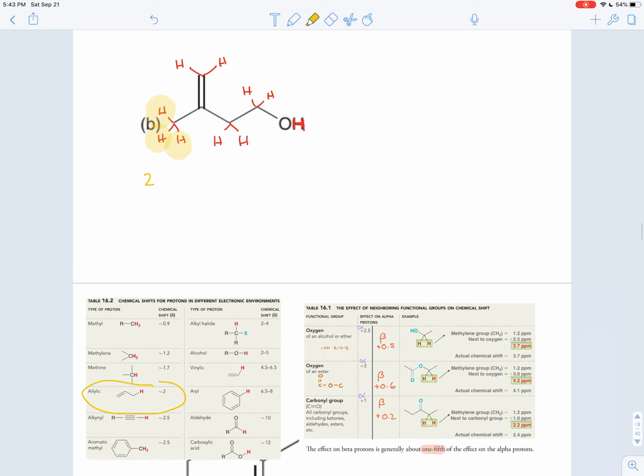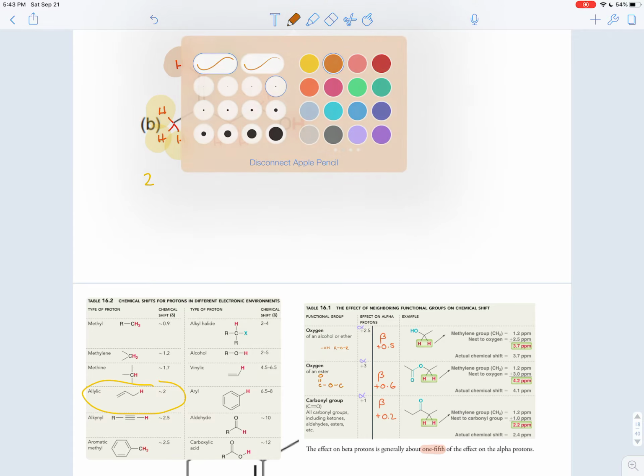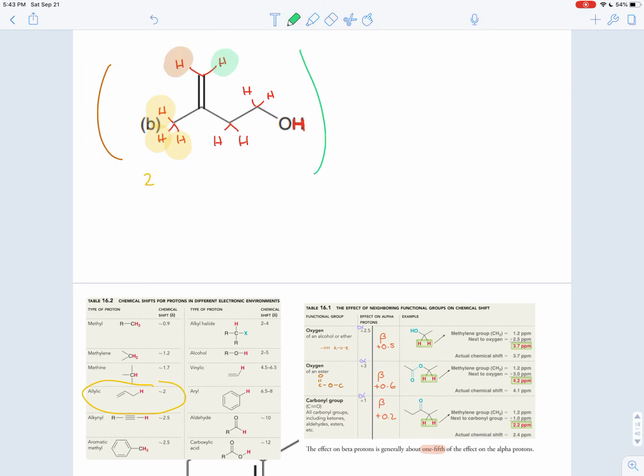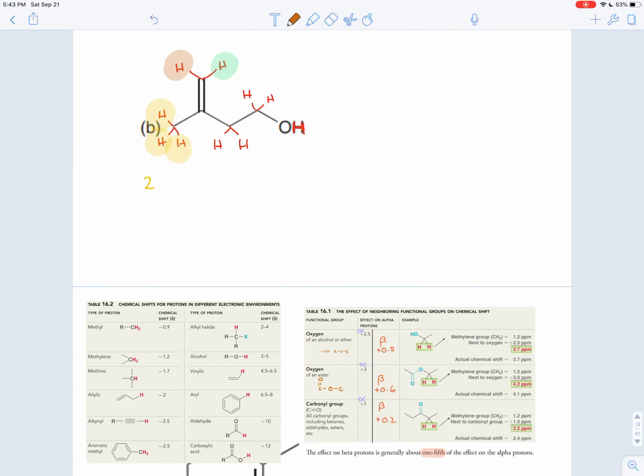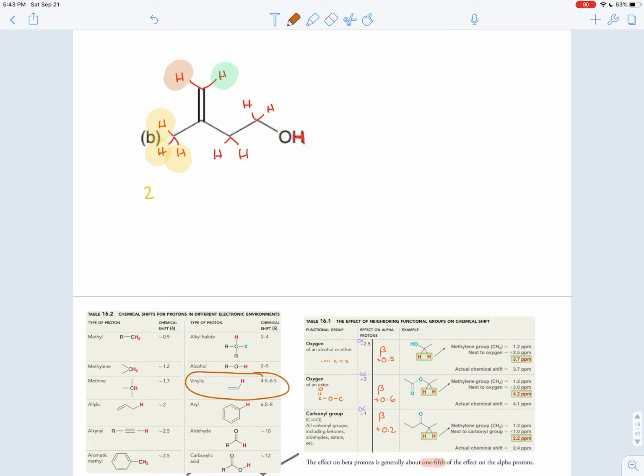The hydrogens on the double bond, those actually are separate. Because the double bond cannot rotate, each of these hydrogens are in different electronic environments. The brown one is, for example, cis to this side of the molecule, whereas the green one is cis to the opposite side of the molecule. So because the double bonds can't rotate, those are going to be two separate signals. Both of those hydrogens, though, are vinylic. They are on an atom in the double bond. And so you'd expect the peak to be around 4.5 to 6.5 for both of them, but they would be separate peaks in that range.